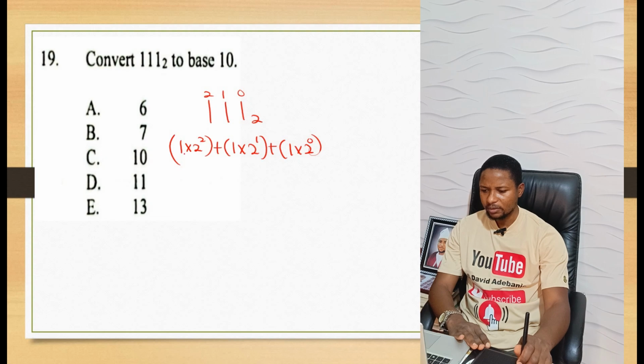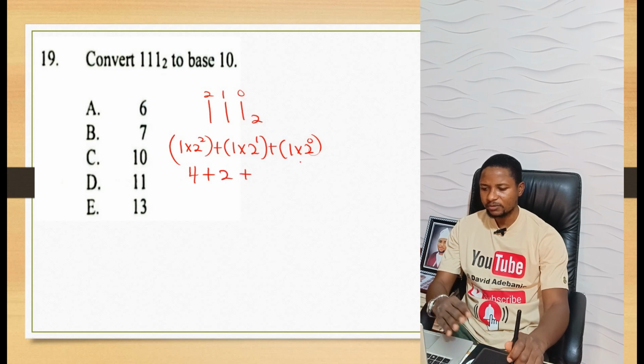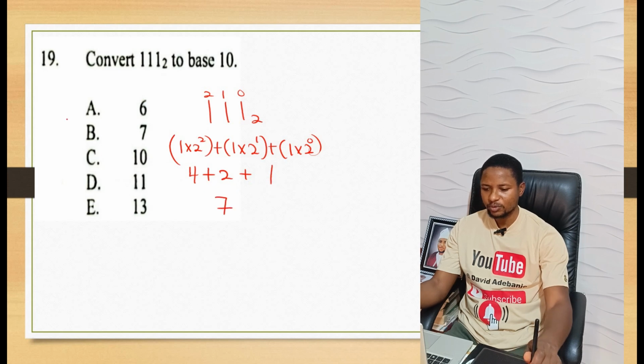So 2 raised to the power 2 is 2 times 2, 4. 4 times 1, you still have 4. And 2 raised to the power 1 is 2 times 1, you have 2. And lastly, you have 2 raised to the power 0, which is 1. 1 times 1, you have 1. And 4 plus 2, 6 plus 1, you have 7. So your answer is option B.